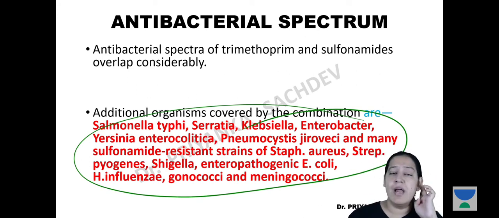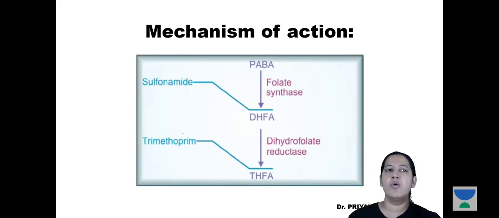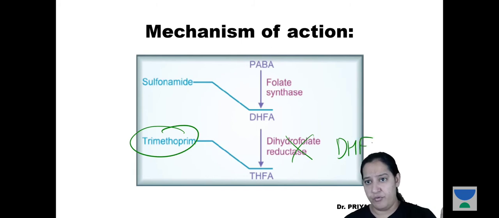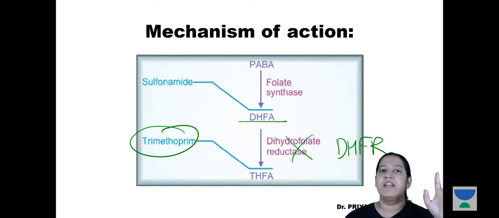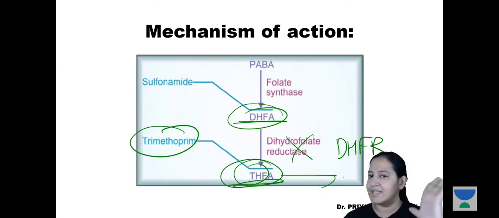So this is a long list of the bacteria. Skip it. Mechanism of action you already know. Trimethoprim inhibits dihydrofolate reductase. So DHFA, dihydrofolic acid, cannot be converted into tetrahydrofolic acid. So folic acid is not formed. So thymidine is not formed. So ultimately DNA is not formed.